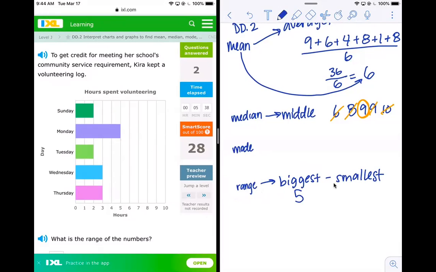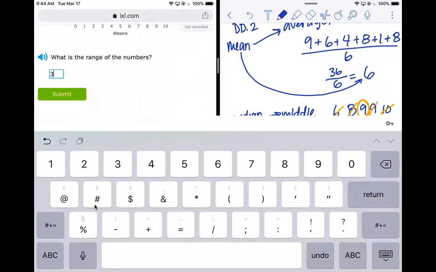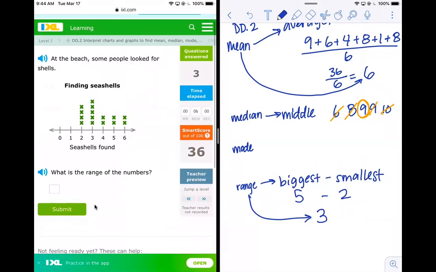And then I want to find the smallest one. The smallest one is either Sunday or Tuesday, and they both are at 2. So the smallest one is 2. So the range between the biggest one and the smallest one is 3. So if I say the range is 3, let me go ahead and press that. Sweet. And then for this one, same thing. It says the range. The biggest one here would be 5, and the smallest one is 2. So actually the range here is the same number.